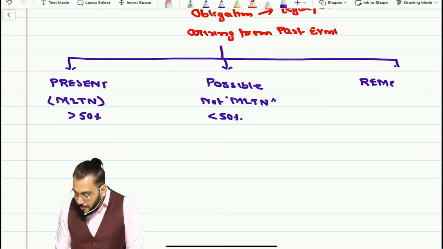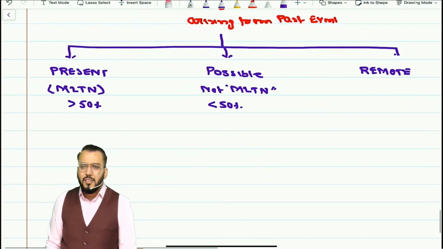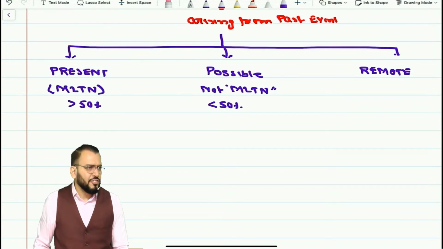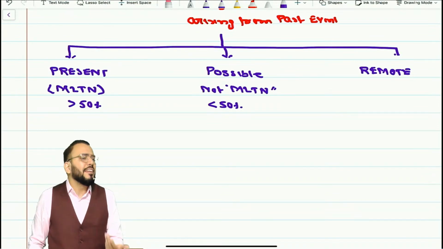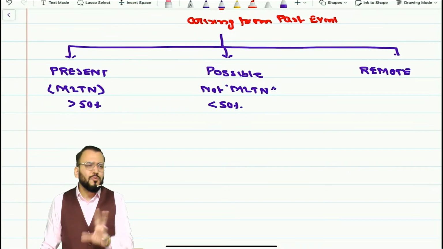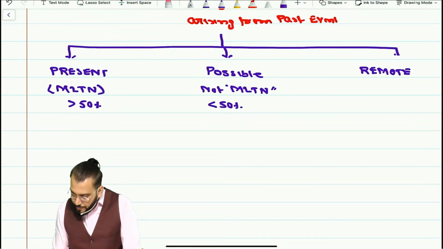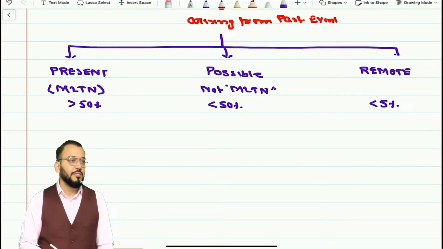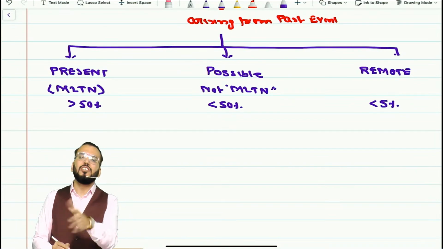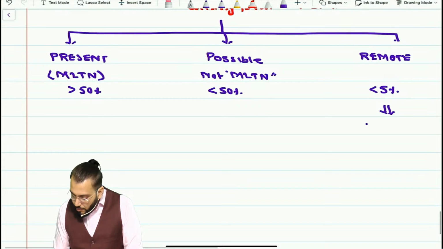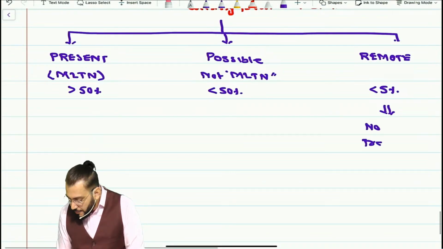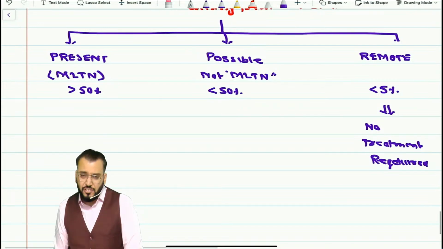Remote obligation. Remote obligation means insignificant chances. Means it is immaterial. Now we don't apply Ind AS or AS on an immaterial transaction or event. So from a percentage point of view, we say it is less than 5%. Correct? Means if the chances are less than 5%, we ignore it for accounting purposes. What does Ind AS say? Ignore. No accounting treatment required. Understood?